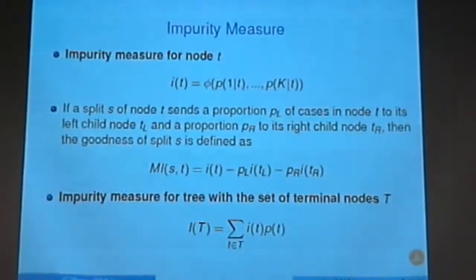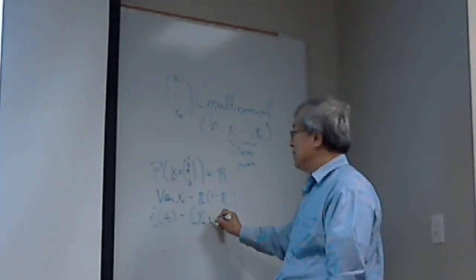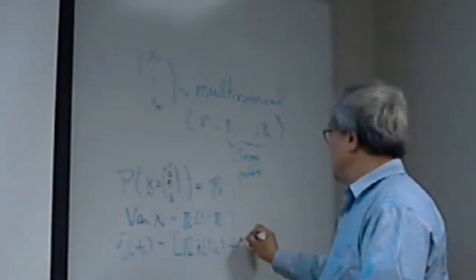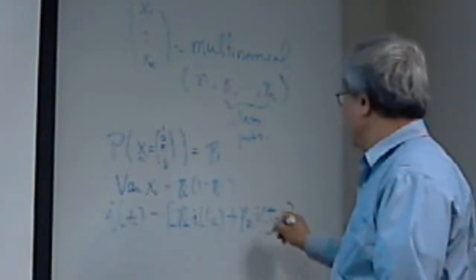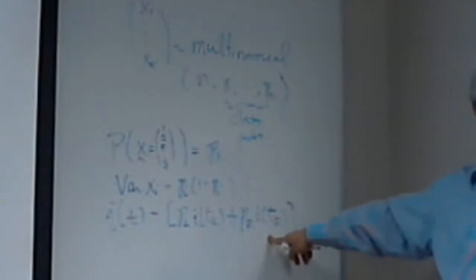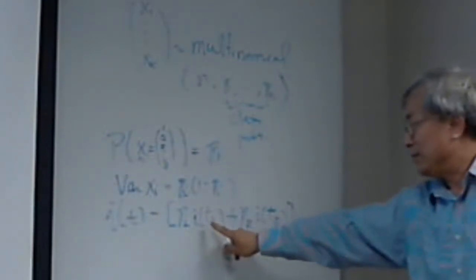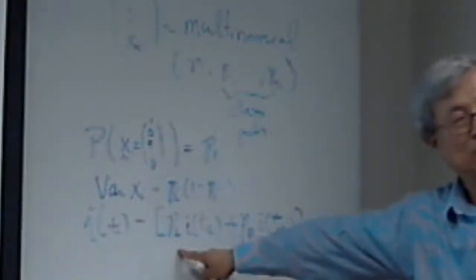So I(T) minus, maybe I should write this, PL times I(TL) plus PR times I(TR). I(TL) is the impurity for the left child, and I(TR) is the impurity for the right child. The probability of going to the left child is PL, right? So in a sense, this is a weighted average of the impurity of the two child nodes. So the goodness of split is measured by this.